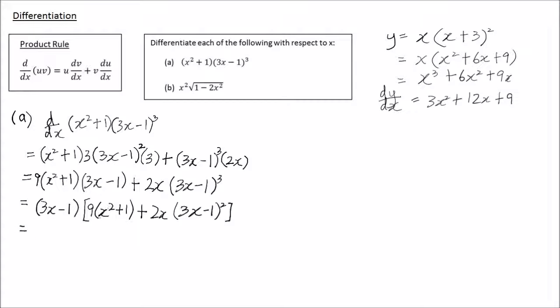Okay, let's simplify within the square bracket here. We have 9 x squared plus 9 plus 2x. Now let's expand out this bracket here. We'll have 9x squared minus 6x plus 1.